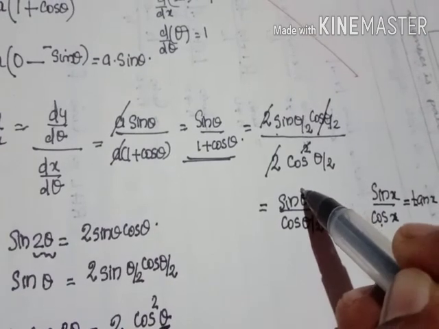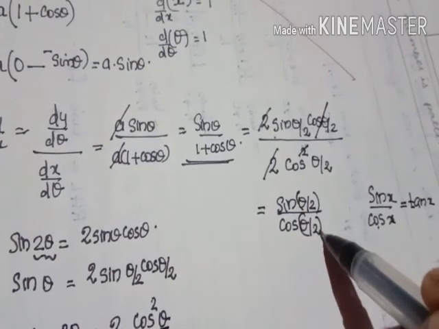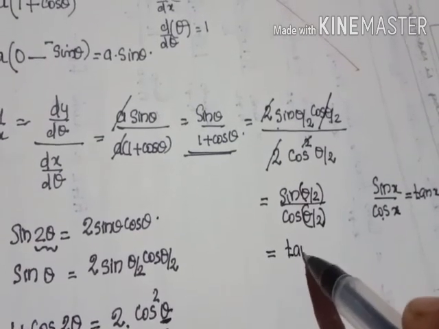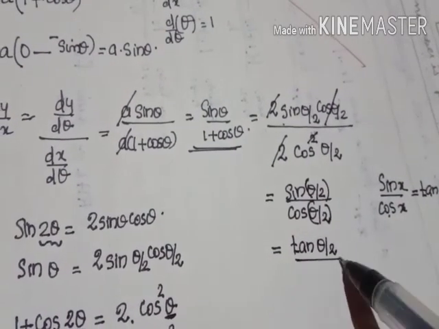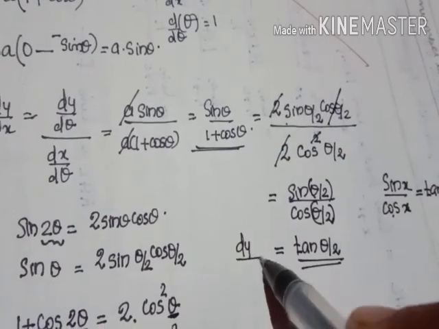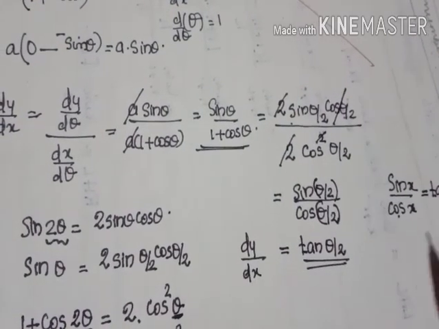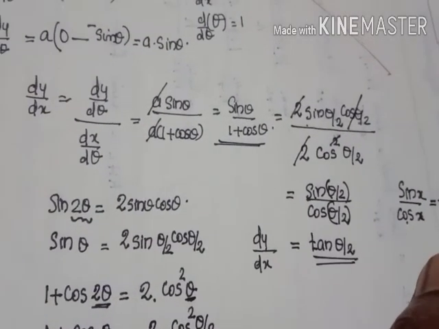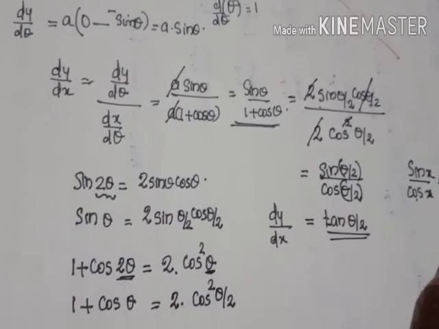Similarly here the angle part is same, theta by 2. So what is the sin by cos ratio? That is tan. So tan theta by 2. dy by dx equal to tan theta by 2. So this is the method of finding derivatives of any function in parametric form.